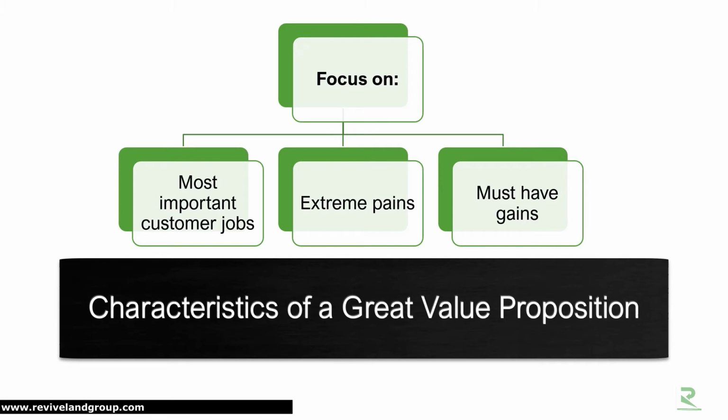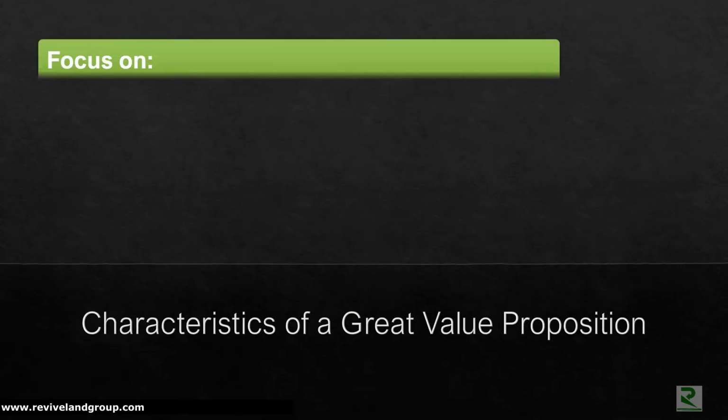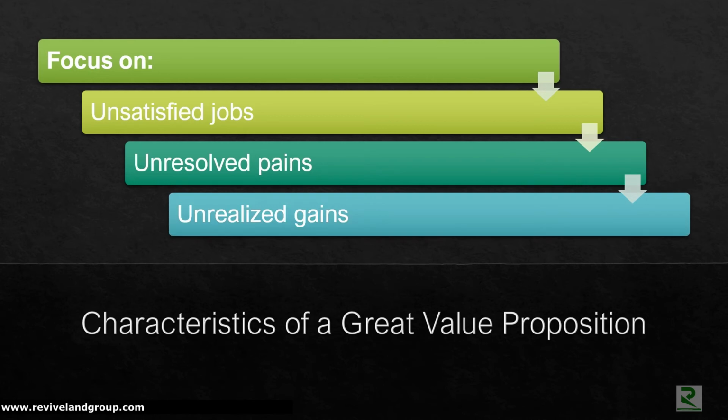And the last is focus on must-have gains. I know you can surprise your customers when you focus on their unexpected gains, but I should have the must-haves first, and then look at the surprises. Also, focus on unsatisfied jobs, unresolved pains, and unrealized gains. So we want to treat our customers in a way that they haven't been treated before. And our job or our mission is to create value. I think I have repeated creating value over 100 times, but that's really the purpose.